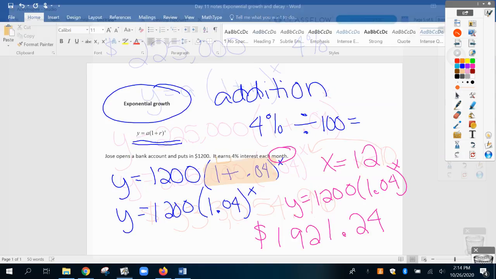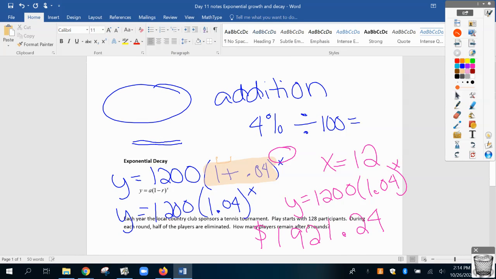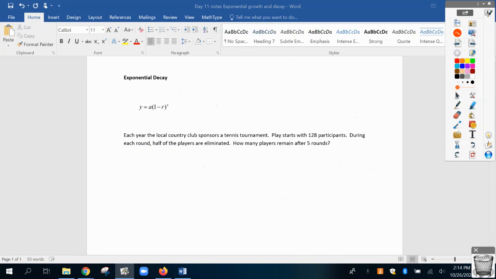Now, we can also talk about exponential decay. Let's say we're looking at something where the value is going down. So each year, the local country club sponsors a tennis tournament. Play starts with 128 participants, and during each round, half of the players are eliminated. So if players are eliminated, the number of players is going down, so we are talking about exponential decay. When we're talking about decay, we want to use the subtraction sign.